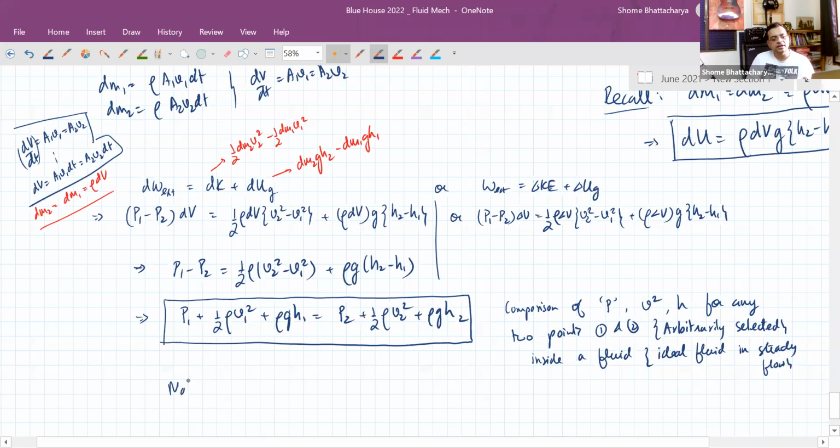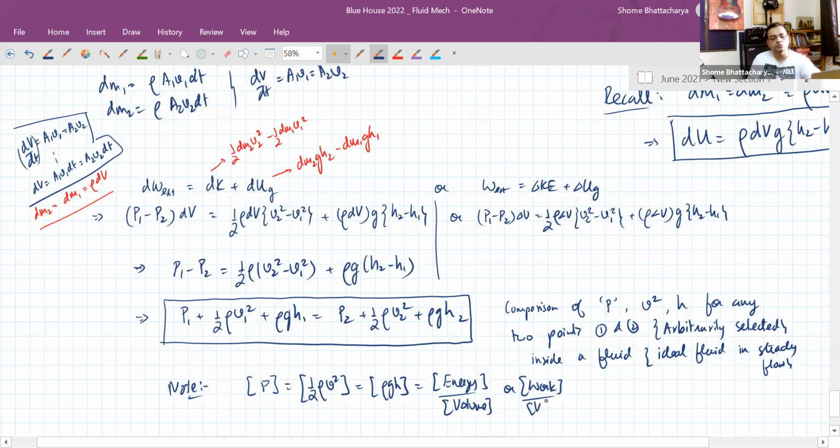And if you also notice, each of these terms has the same dimensions. The unit of pressure in any system will be equal to the unit of half rho V square, which is the same as the unit of rho V square, which will be the unit of rho g h. And that is actually equal to the unit of energy divided by the unit of volume, or the unit of work done divided by volume. So it's like a work energy relation, but instead of relating energy and work done, we are relating energy per unit volume with work done per unit volume.